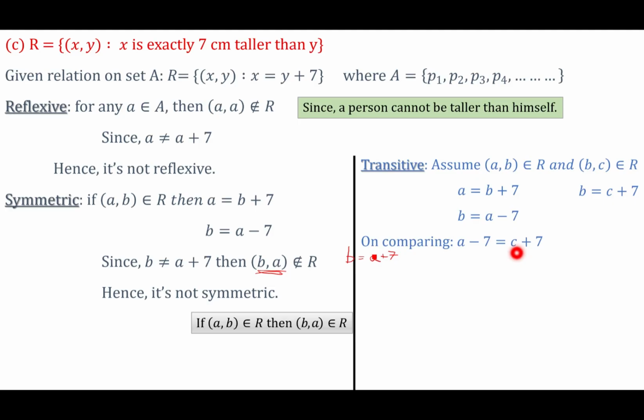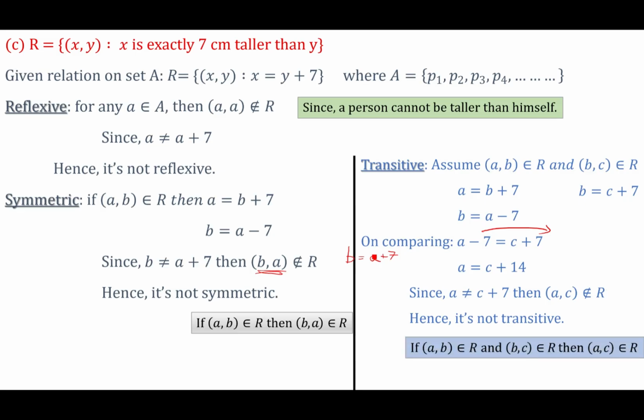I switch the negative 7 to the other side, and it becomes positive 7. So it will be a equals c plus 7. Since a is not equal to c plus 7 according to the definition of the relation x equals y plus 7, then (a, c) does not belong to R, which means the given relation is not a transitive relation. Whereas the transitive relation says (a, b) belongs to R, (b, c) belongs to R, then (a, c) belongs to R.